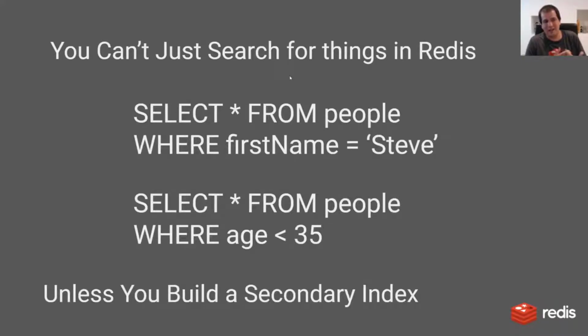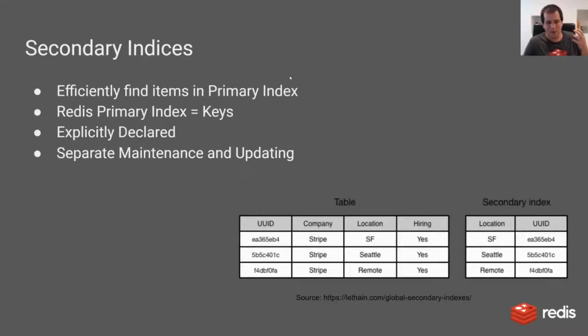So you can't just like issue a SQL query against Redis. You can't just do like a select star from people where first name is equal to Steve, or select star from people where age is less than 35. You have to build a secondary index to actually do this. So what's a secondary index? They're an efficient way to find items in the primary index, is basically what a secondary index is.